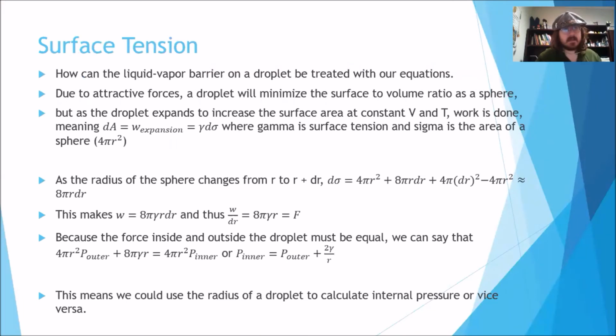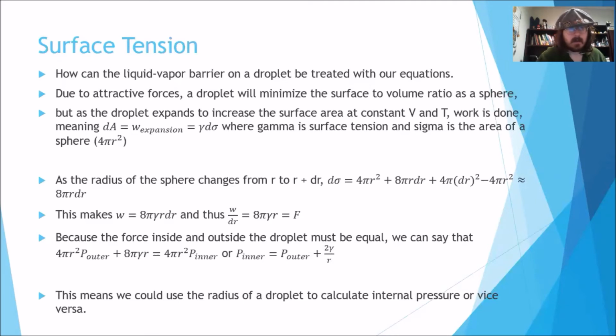Now, surface tension. We can relate this factor to surface tension. How can the liquid-vapor barrier on a droplet be treated with these equations? If we think about the attractive forces in the droplet, we will try to minimize the surface to volume ratio of the sphere. So what is the surface area of the sphere versus the volume contained within it? The droplet will expand to increase the surface area at a constant volume and temperature. So if that happens, work will be done.